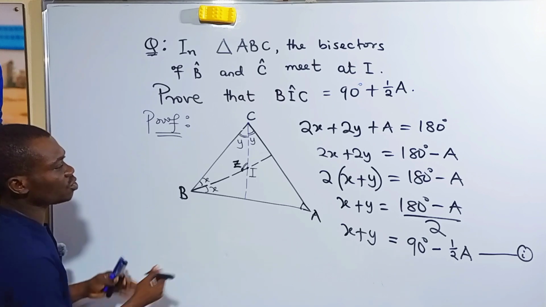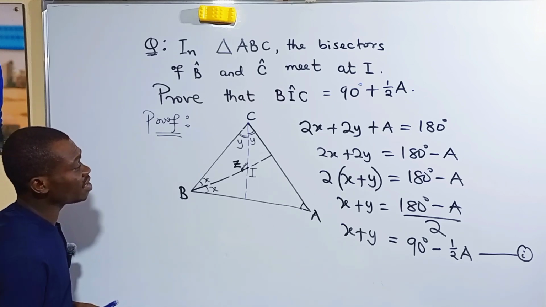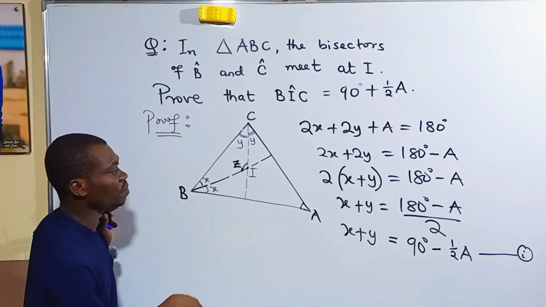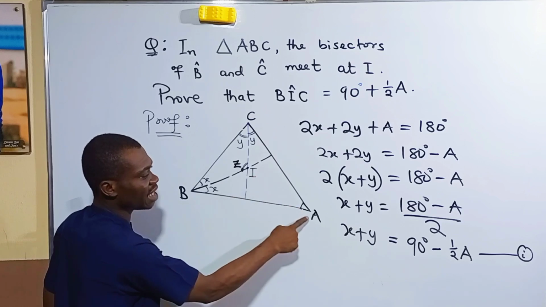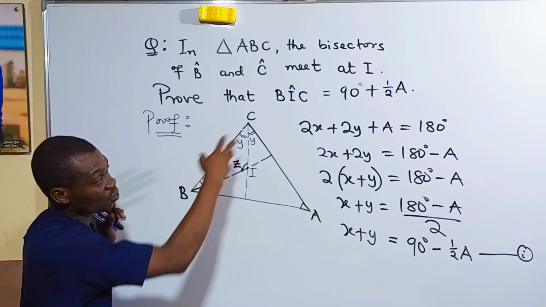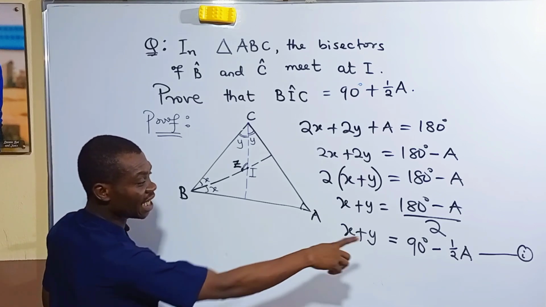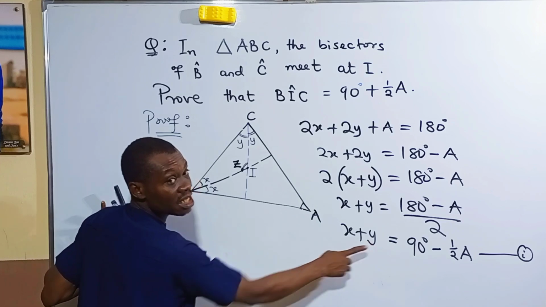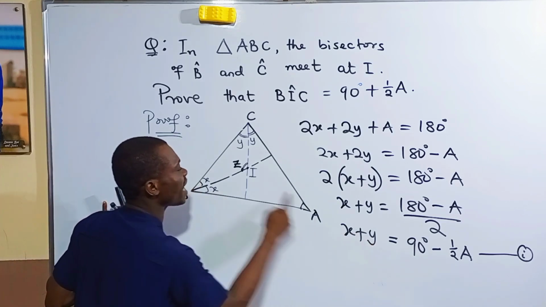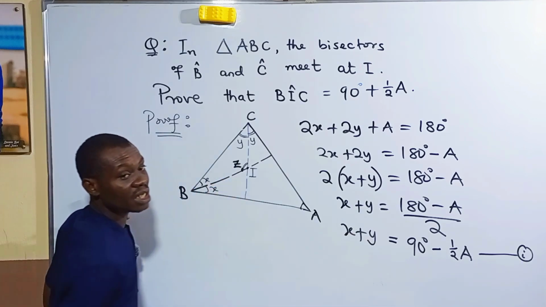Now follow me to this other side. What can we do from here? Remember that my intention is to create a relationship between my Z and A, so that I can get something that looks like this and see if it will be equal to that. Now I have created a relationship between A and x and y. Now I will try to see if it is possible to create a relationship between x, y and Z, so that it can help me bring it together into this other equation.